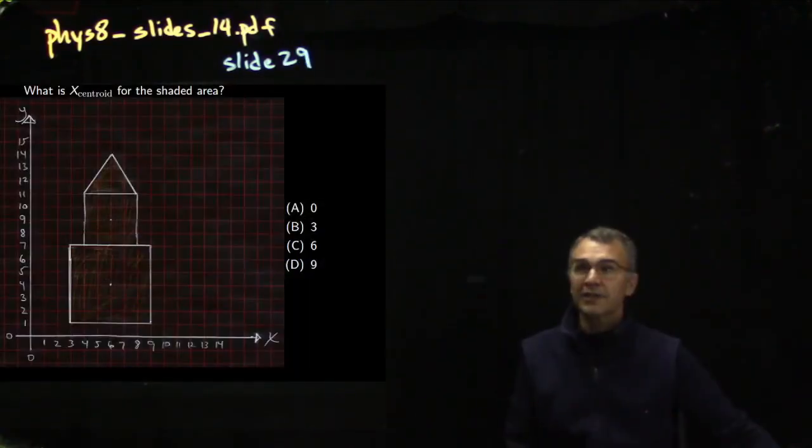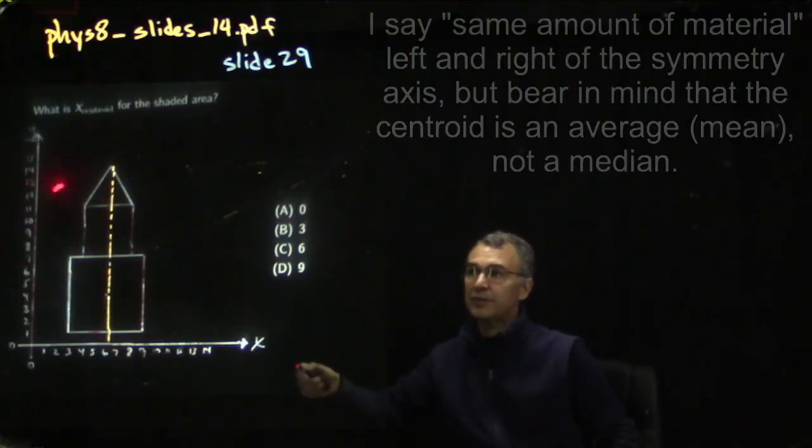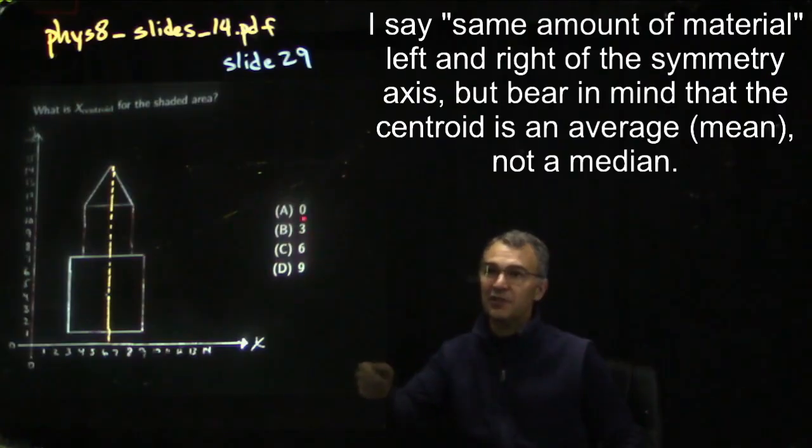First question, looking at the shaded area on this slide, what is the value of x centroid? Since there seems to be a symmetry axis in x at x equals 6, it seems pretty easy for us to determine x centroid. It looks as if y centroid will be a little bit trickier. In this case, by symmetry, we can say that x centroid equals 6 because there is exactly the same amount of material to the left of 6 as there is to the right of 6. So I like answer C here, x centroid is 6.